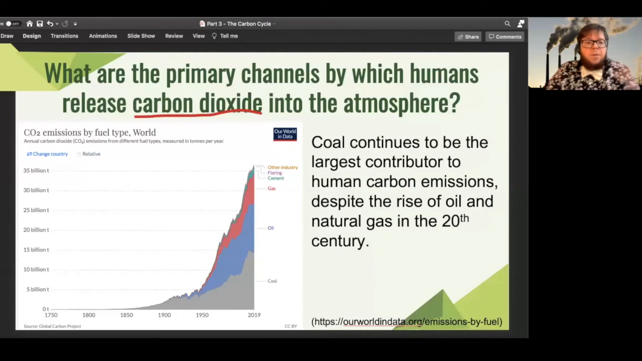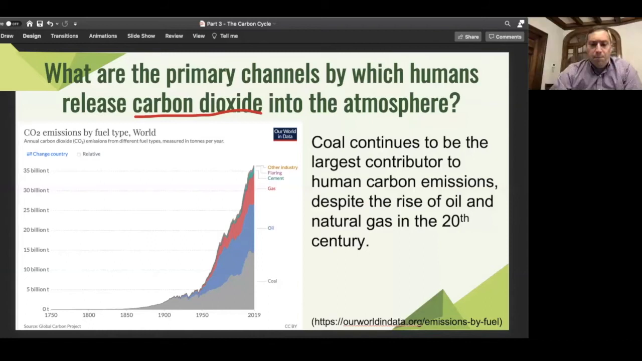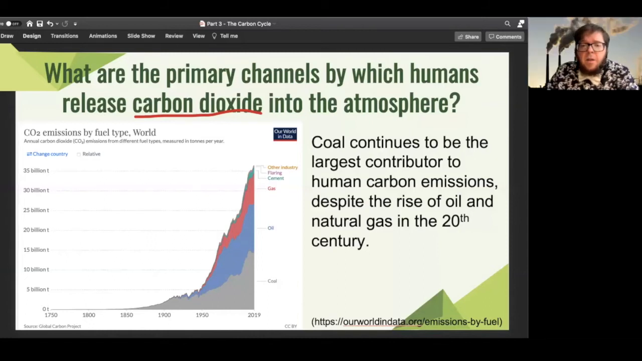So how are we doing this? How are we releasing carbon dioxide into the atmosphere? Coal, right? A little bit oil, okay, more than a little bit oil, right? Mainly coal, some oil, a little bit of gas. Cement is there. Flaring. Does anybody know what flaring means? I had to look this one up. What's flaring? When they burn off the excess methane? Yeah, that's the one, right? Other industry, right? Mainly, we're getting it from coal and oil.